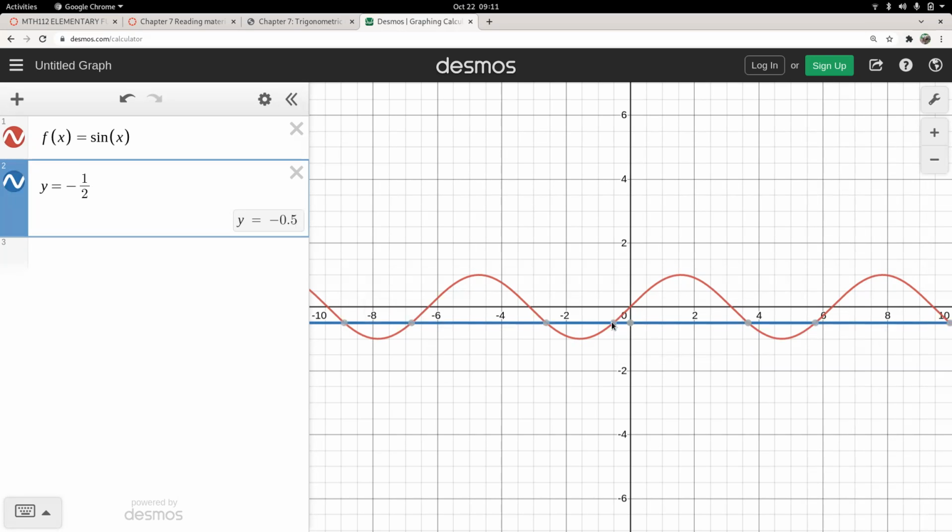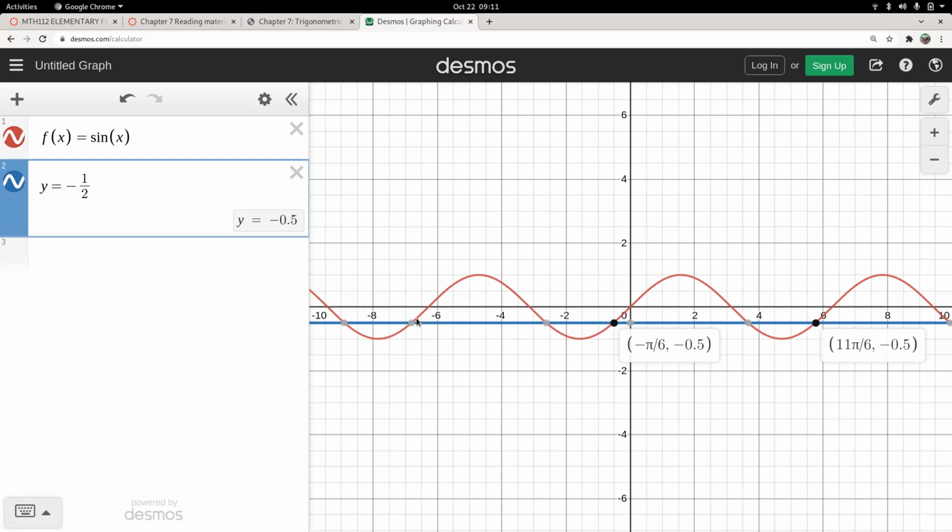And then this one happens on the uphill part of the curve. Every other solution related to the uphill part is going to be related to negative pi over 6. So the next uphill one here, there's one right off my screen, that would be another, sorry, not pi over 2, 2 pi later.